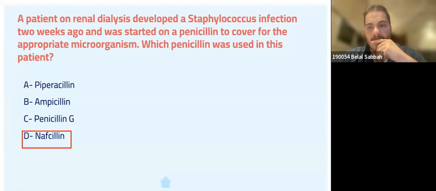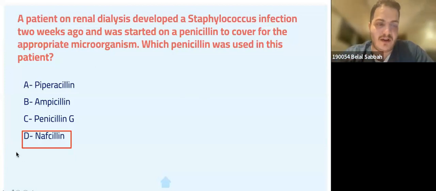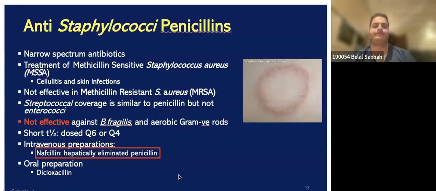So nafcillin is the only one that is eliminated through the bile or through the liver. So there's not really much of a trick here. For those that didn't remember this, the way I memorized it, it's a little stupid, but nafcillin is the only cillin. So enough of being like everyone else, it decided to go through the hepatic route. All the other cillins go through the kidneys. Okay. And this is just a quick slide for it.